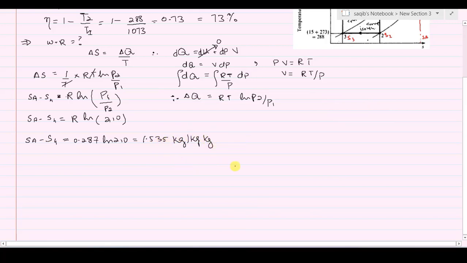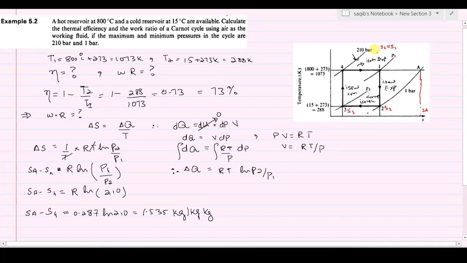Now the next step is to find the entropy S1. So if we move from process SA to S2 on a constant pressure line, then what will be the change in entropy? I have already made a video on expressions for entropy change for an ideal gas and reversible process. So before coming to this example 5.2, you must read that, and the link of that video is in the description.